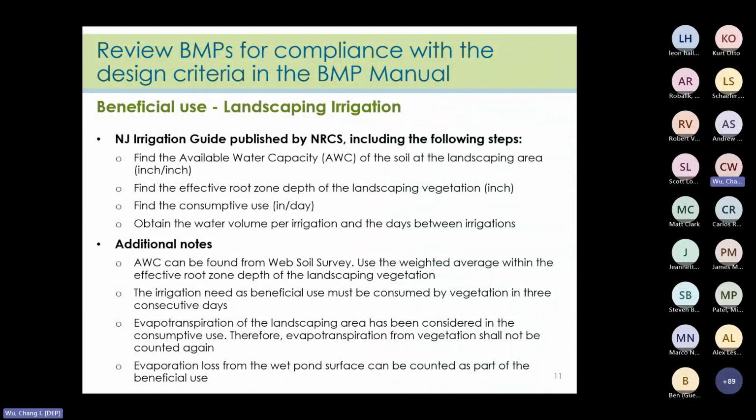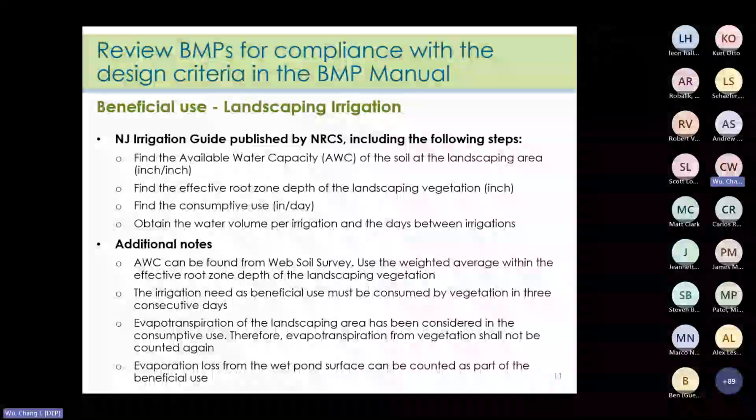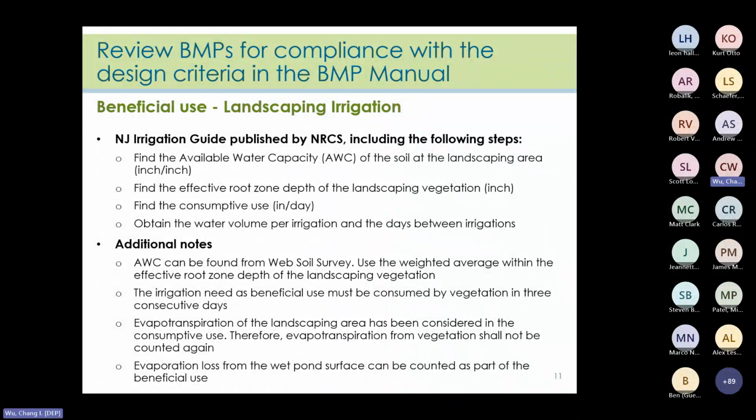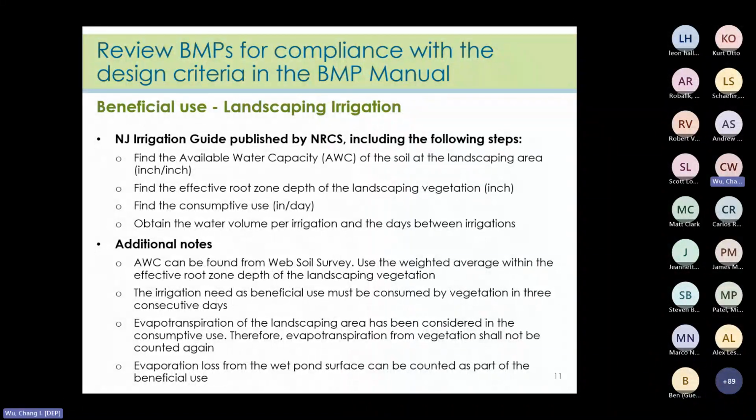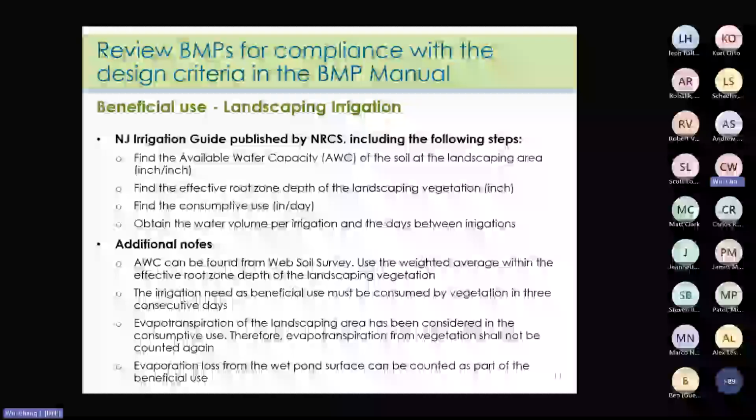So here are some highlights of the irrigation guide to estimate the water demand. The first step is to find the available water capacity of the soil in the landscaping area, and then find the effective root zone depth of the landscaping vegetation, and find the consumptive use, that is, how many inches of water per day. Then obtain the water volume per irrigation and days between irrigations, so you will know how much water will be consumed in 3 days.